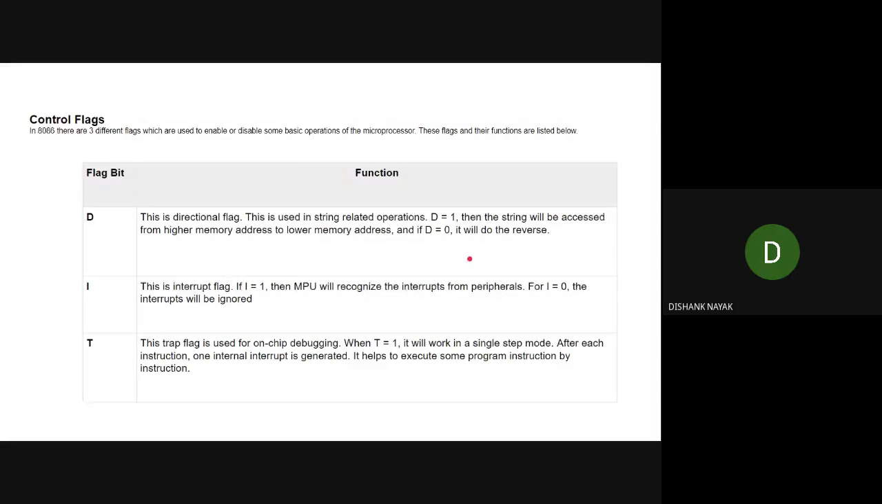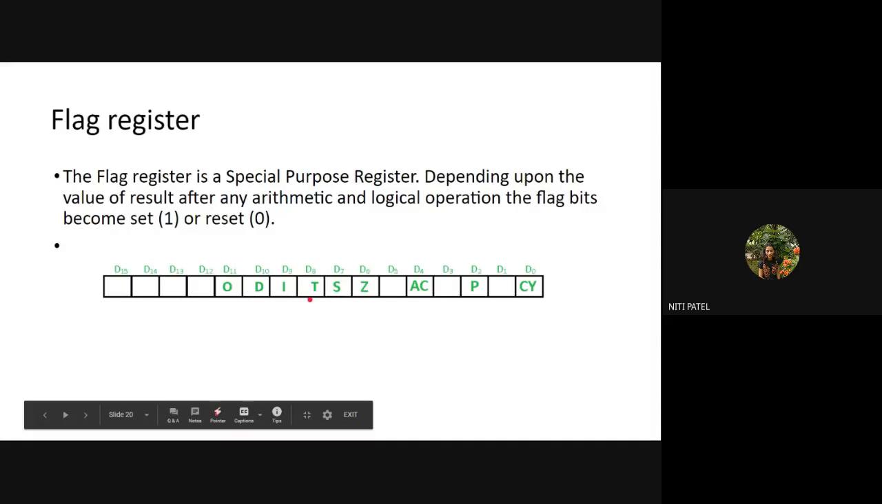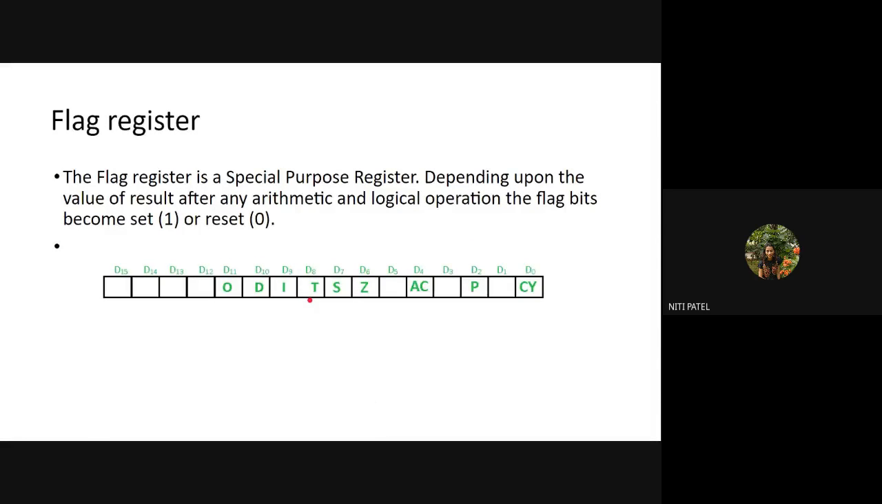Yes or no? Yes, ma'am. In the 80386, you have overflow, direction, interrupt, and trap as extra status flags, whereas sign, zero, auxiliary carry, parity, and carry are common with the 8085. Is this understood? Yes, ma'am. Okay.